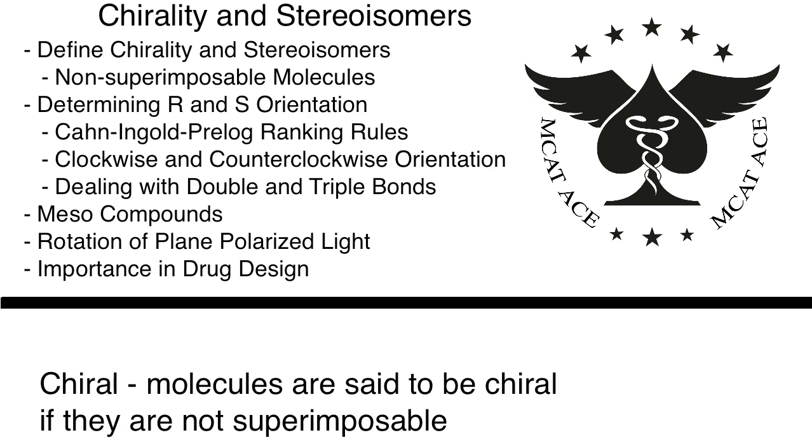So when we start looking at this, we're really going to talk about R and S configurations. We're going to talk about the ranking rules, and we will also discuss the idea of enantiomers, diastereomers, meso compounds, and we will relate it to some biochemistry in the importance of drug design.